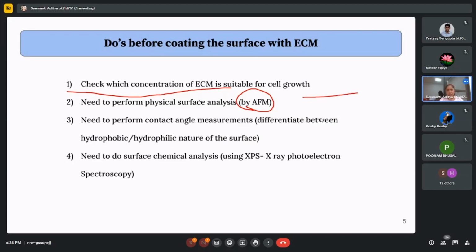Basically, it is a physical surface analysis of how the surface is: whether it is very rough, or a smooth surface, or very peaky, like a very pokey surface. We have to make sure that the surface is not very rough or very smooth. It has to be somewhere in the middle, so that we can confirm using AFM. AFM is atomic force microscopy.